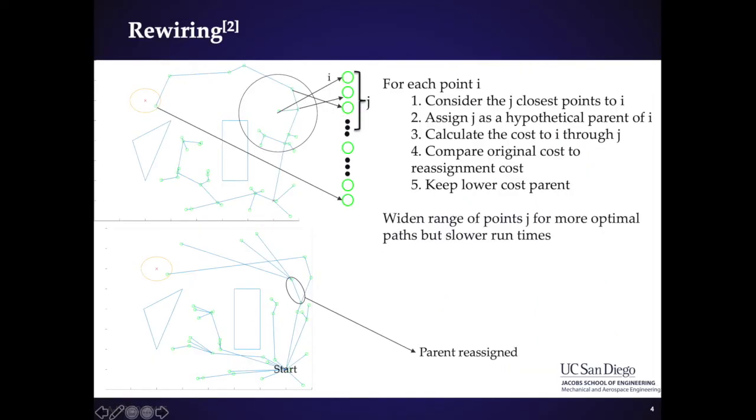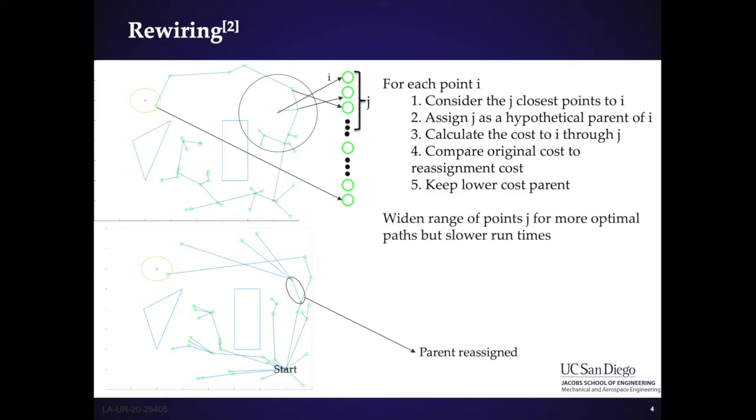The rewiring function takes a non-optimal tree and tries to shorten the path length to each node. This is accomplished by examining every single node in the tree. For node I, the list is reordered from closest to I to furthest from I. A range of nodes in close proximity to I are then checked. The jth node in this list is assigned as the hypothetical parent of I. The distance to I is compared before and after the reassignment, and the shorter path is kept.